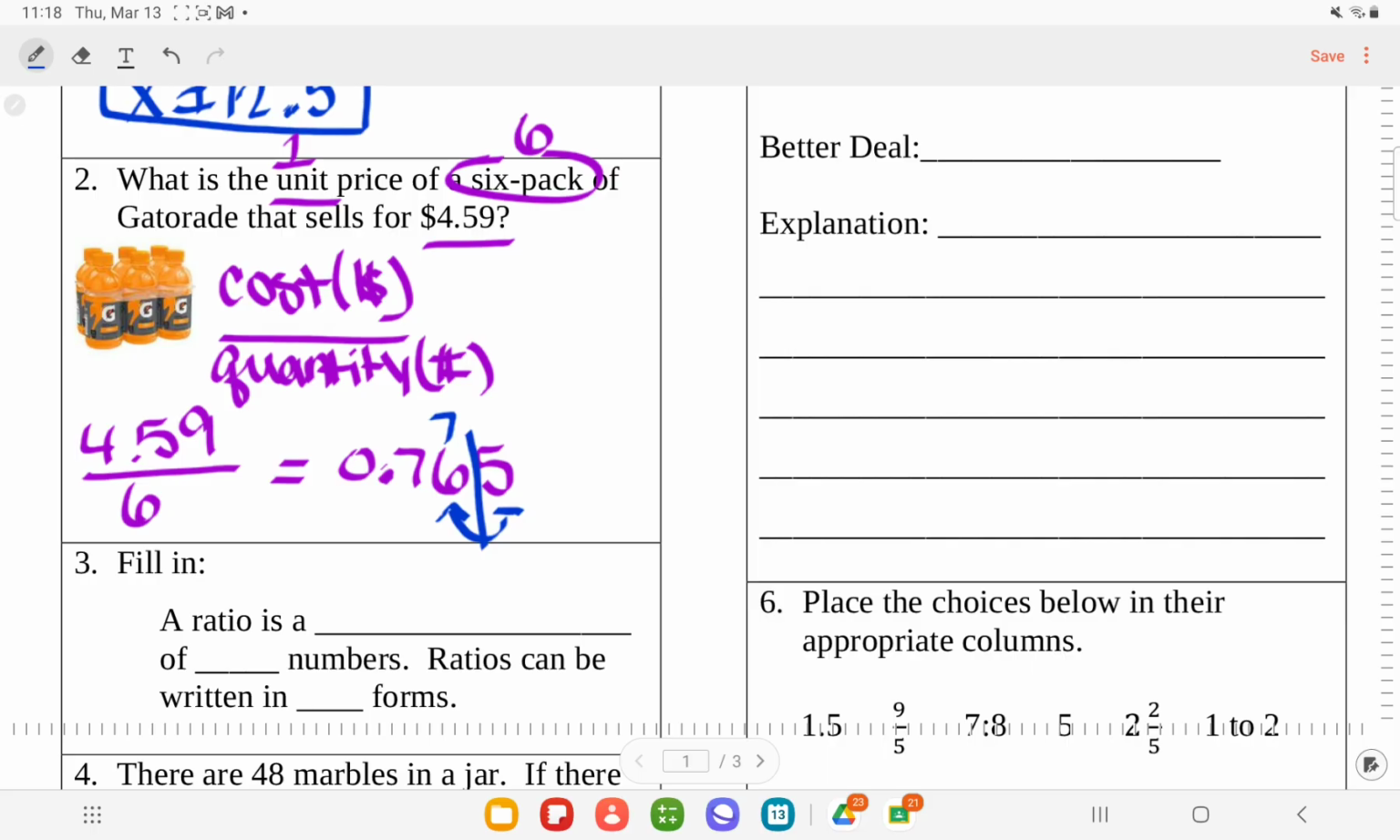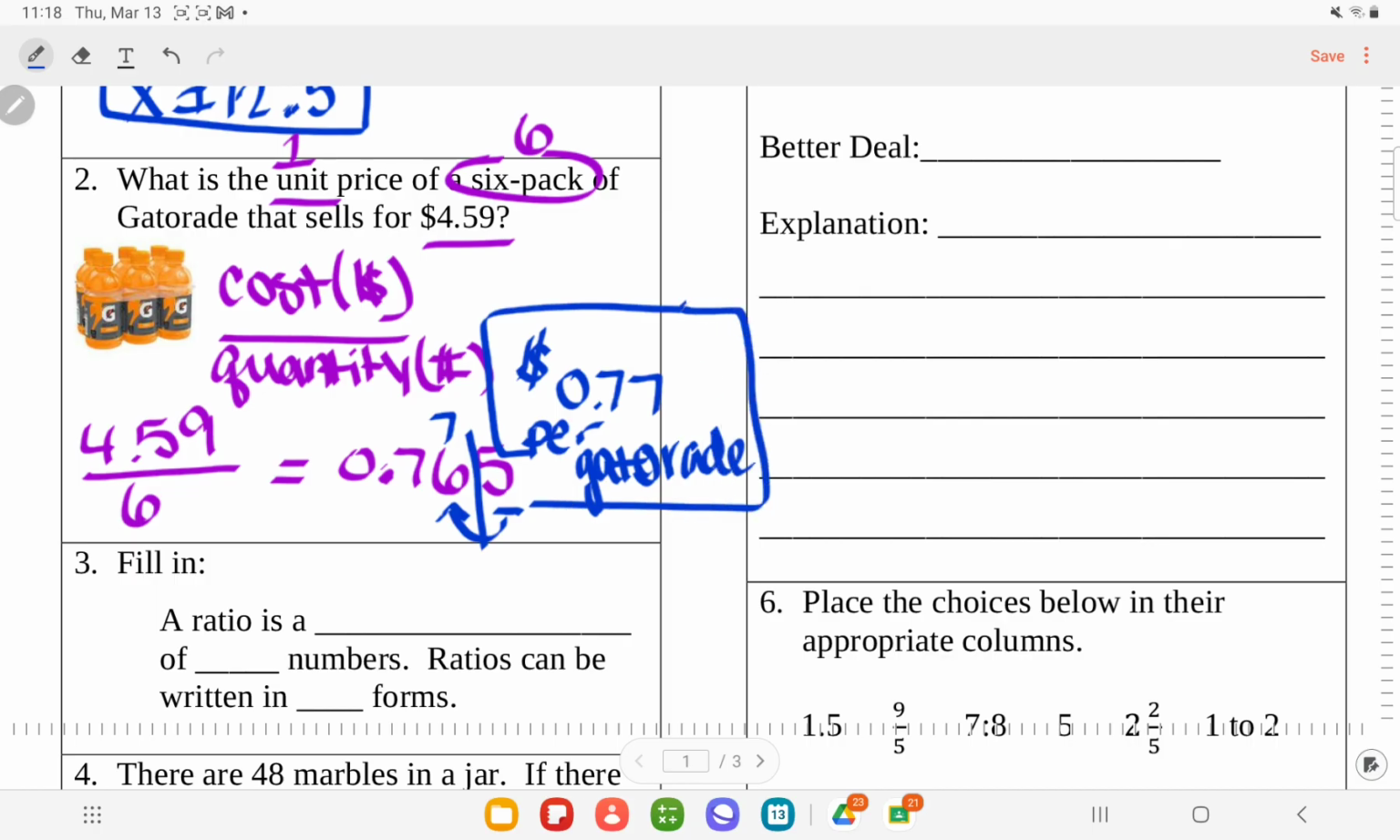However, this one is going to round up to 77 cents, or you can write it as a dollar sign in front, 0.77. And that is per Gatorade. Oops, I can't spell Gatorade. Each Gatorade would cost you 77 cents.